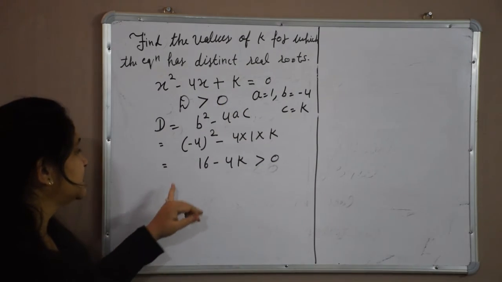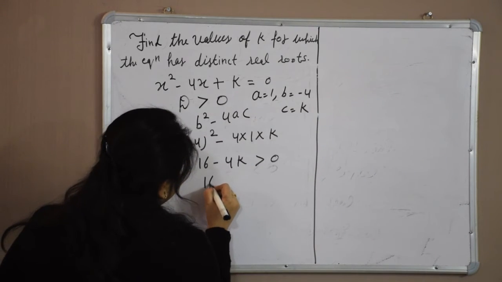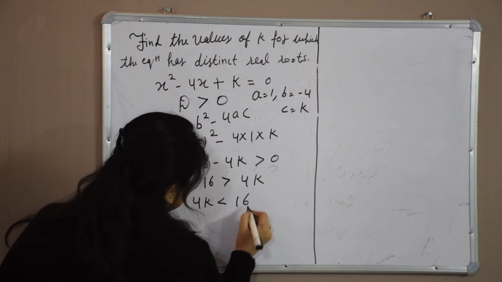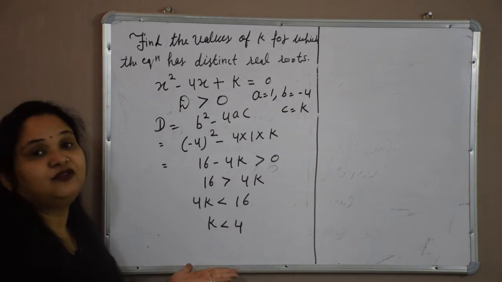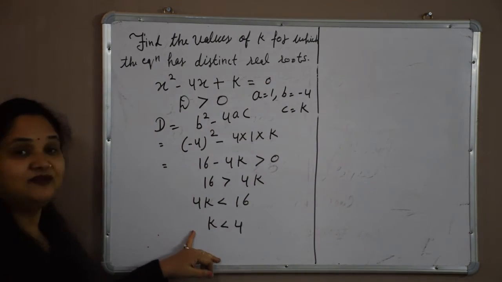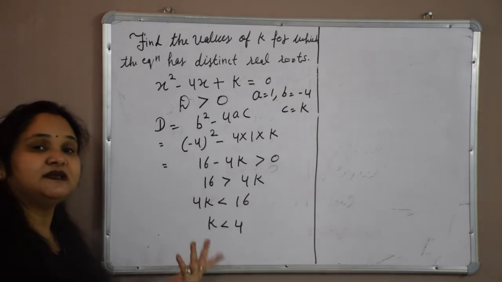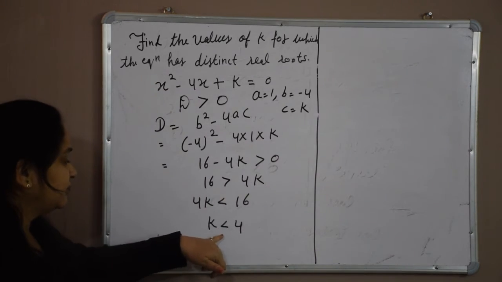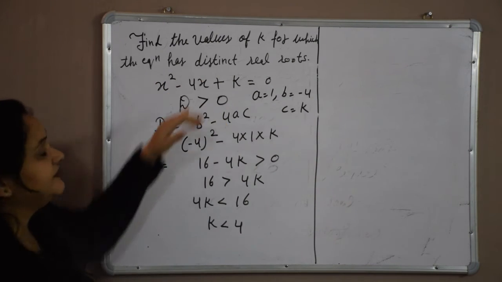For distinct real roots, the condition is D should be greater than 0, that is 16 minus 4k is greater than 0, that is 16 greater than 4k, and we can write 4k less than 16 and k is less than 4. So here we are getting a set of values of k, not only a single value of k. And what are they? They are all the values of k which are less than 4, like minus 2, minus 3, 0, 1, 2, 3.